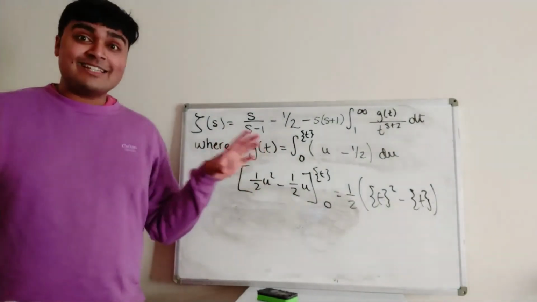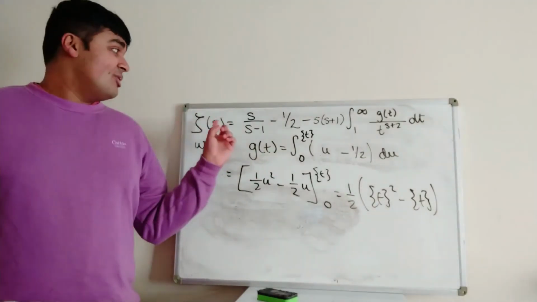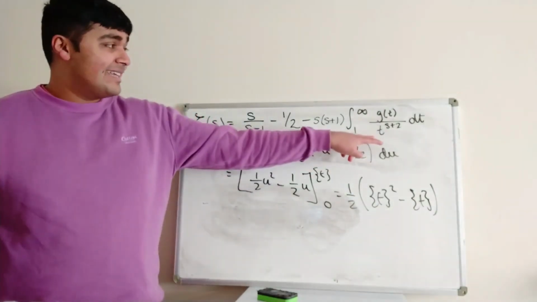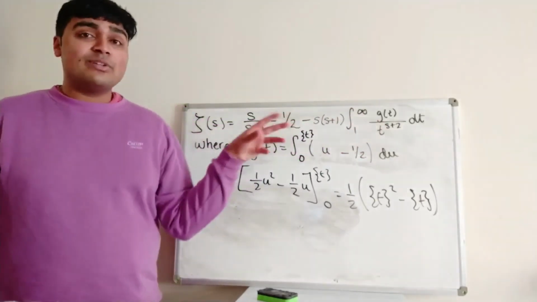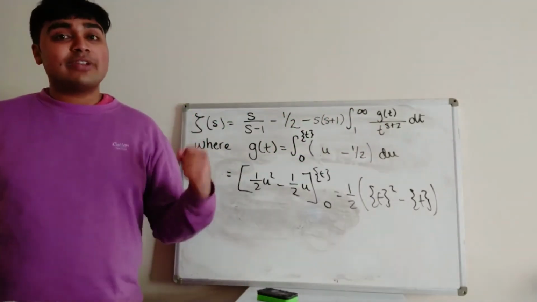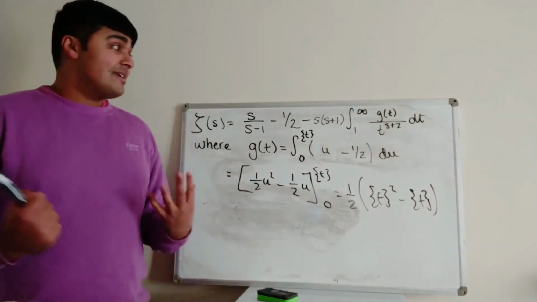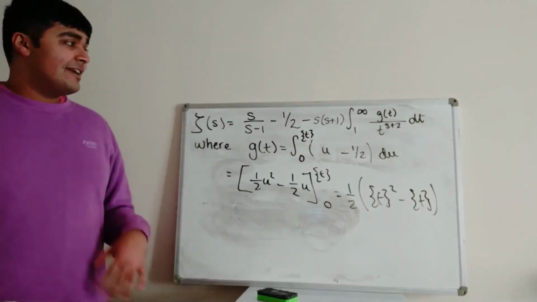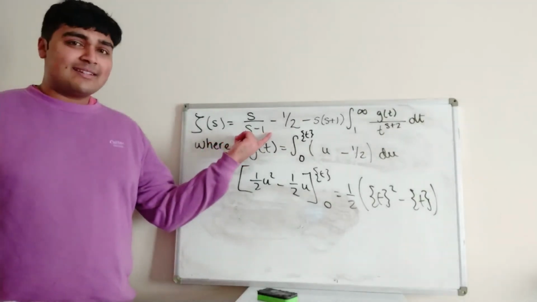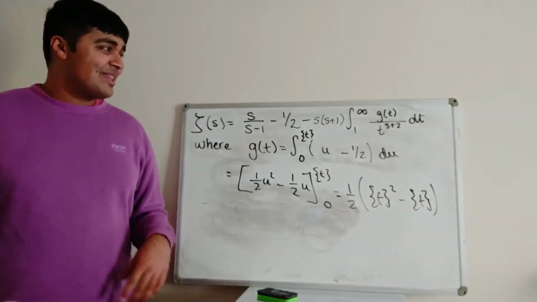But g of t is nice and bounded. So that means, like I said before, we can now note that this thing here is an integral which is defined for real part of s strictly bigger than minus 1. So we've extended the definition of zeta of s again. Remember, s equals 1 is kind of like a little touchy spot. We're going to ignore that for now.